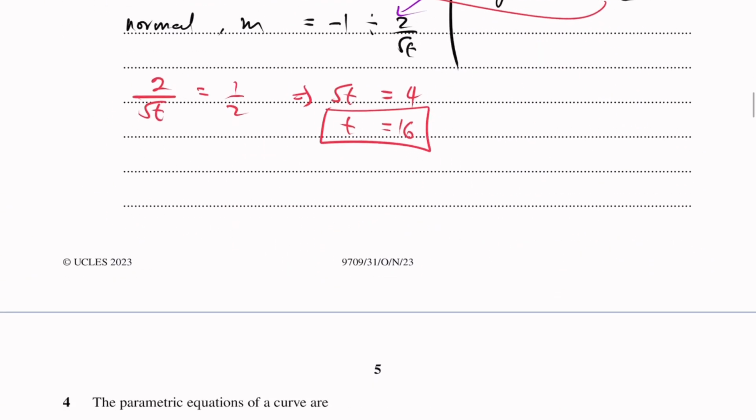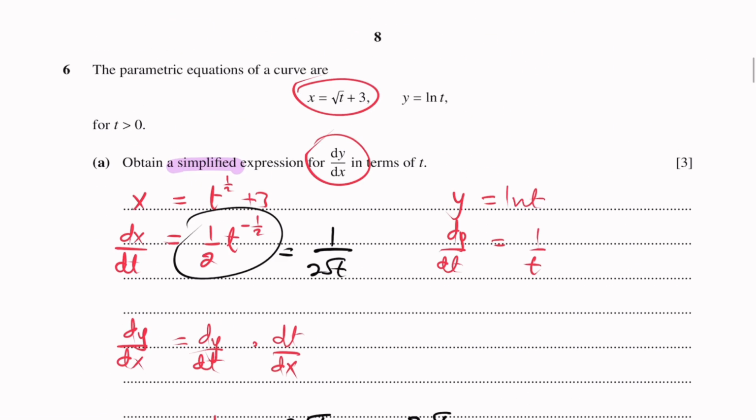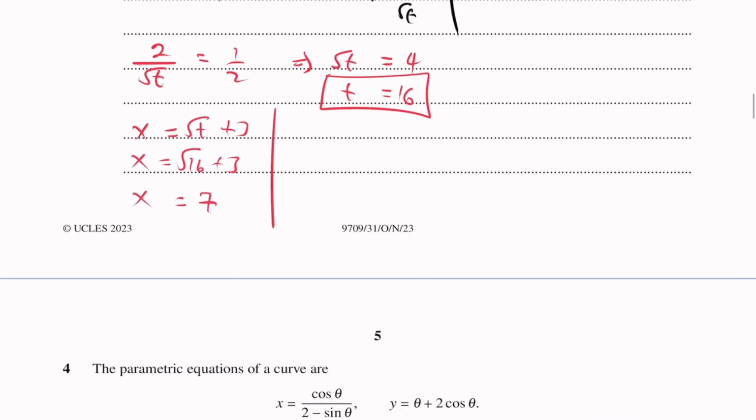So we are going to argue that x is root t plus 3. So that's root 16 plus 3, and that is 7. How about y? Well, we know y is ln t, so y is equal to ln 16. All right, so you may say that, well, 16 is 4 squared, so we want to write maybe 2 ln 4. Like, it doesn't even matter. You can just leave it like that. It doesn't even matter. So your point is 7 comma ln 16.